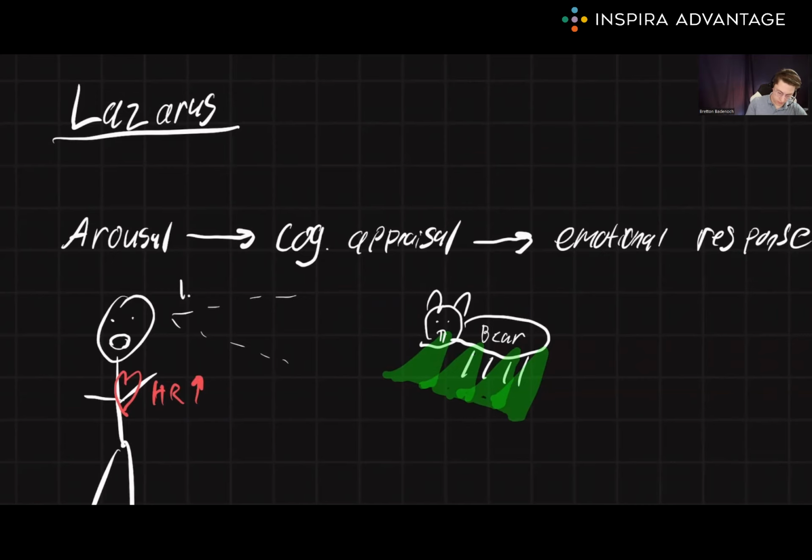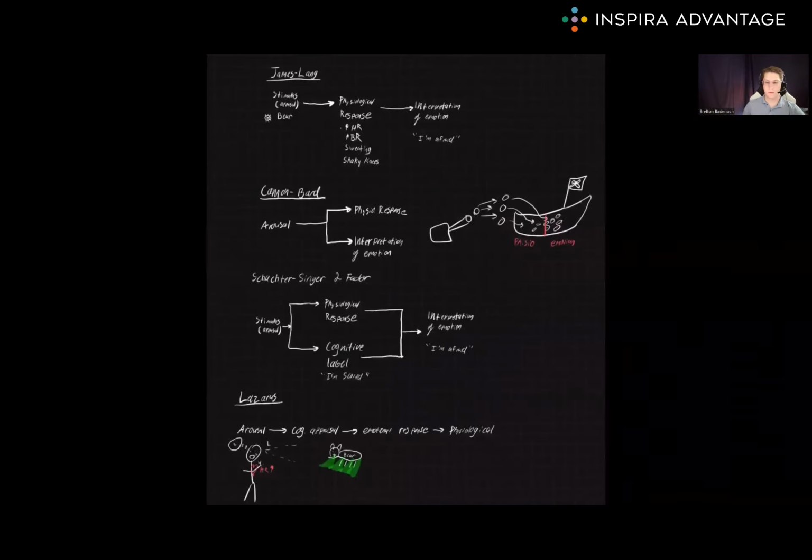So first step, saw the bear. Second step, thought about it being dangerous. Third step, being surprised. Fourth step, having an increase in heart rate, the physiological response.